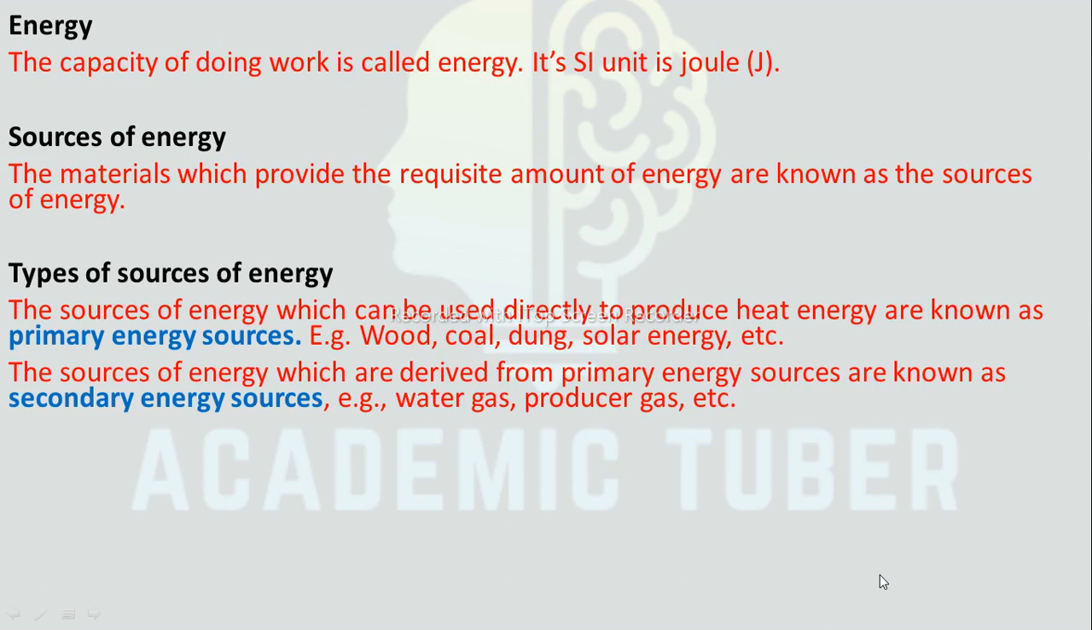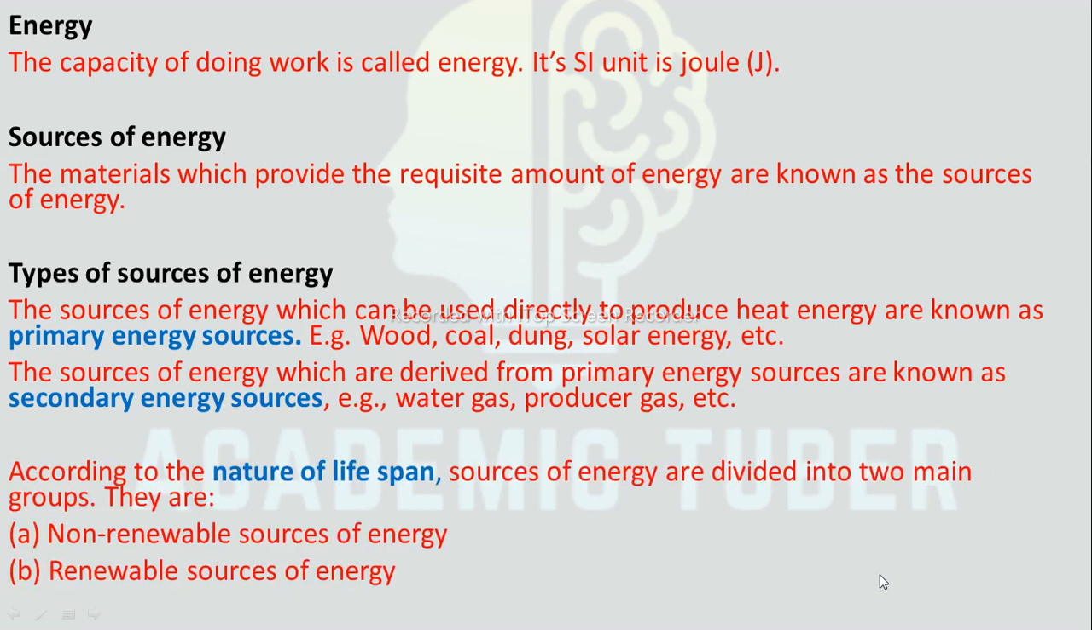Whereas the sources of energy which are derived from primary energy sources are known as secondary energy sources. Example: water, gas, producer gas, etc. According to the nature of lifespan, that is, according to time replacement, sources of energy can be divided into two groups. They are non-renewable sources of energy and renewable sources of energy.